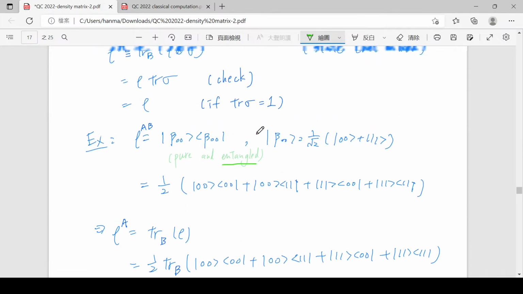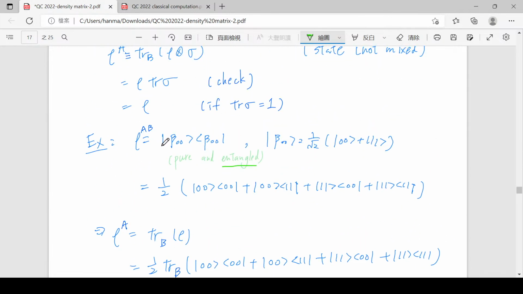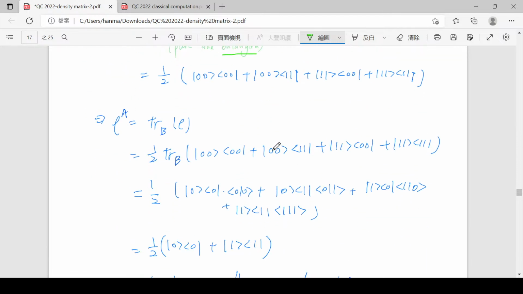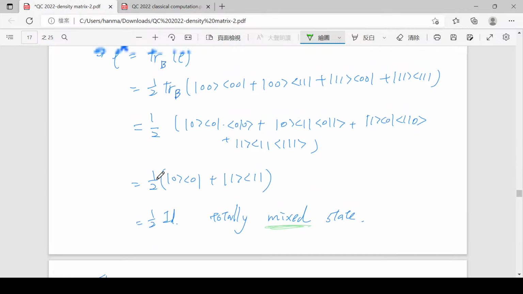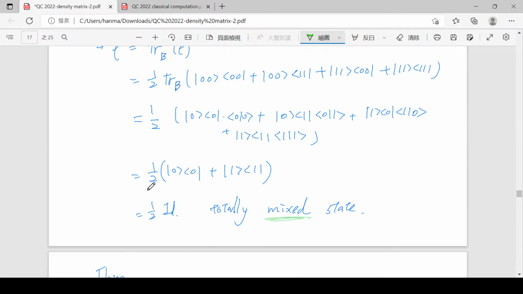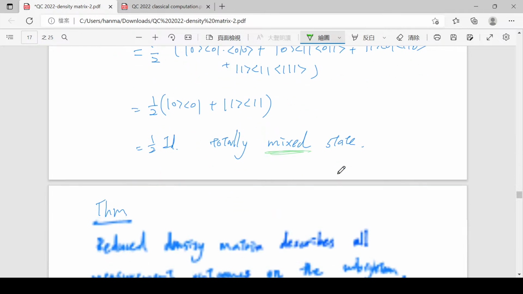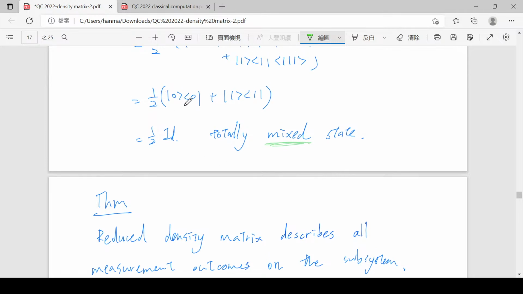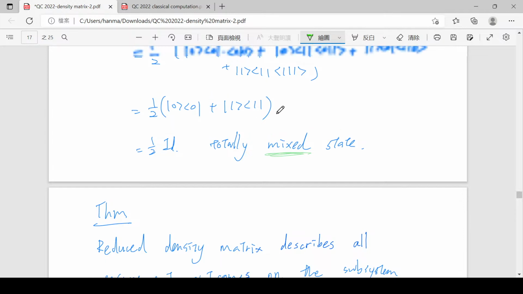And we give an example where your rho AB is this pure and entangled state, this maximally entangled pair, this EPR pair beta 00, and we see that the reduced density matrix on the A part will be the totally mixed state, 1/2 times identity, or 1/2 times projector on 0 plus projector on 1. So that's a partial trace.